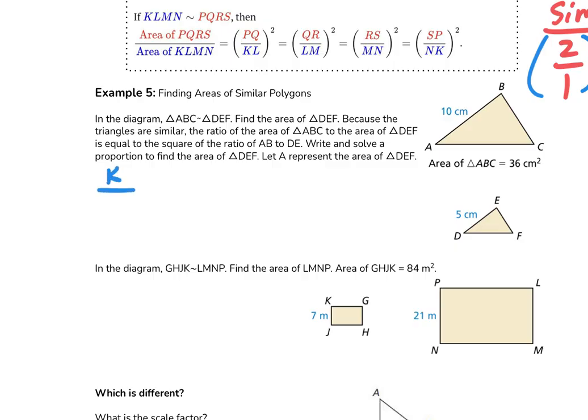our K value. Well, we're going to compare the two sides that we know, 10 to 5. So our K value here is 10 over 5, which is 2 over 1. That's what we call our scale factor. So once again, not always like this, but this triangle is 2 times bigger than this triangle, is what this is essentially saying, right? If I wanted to find the area, I'm going to write a proportion.